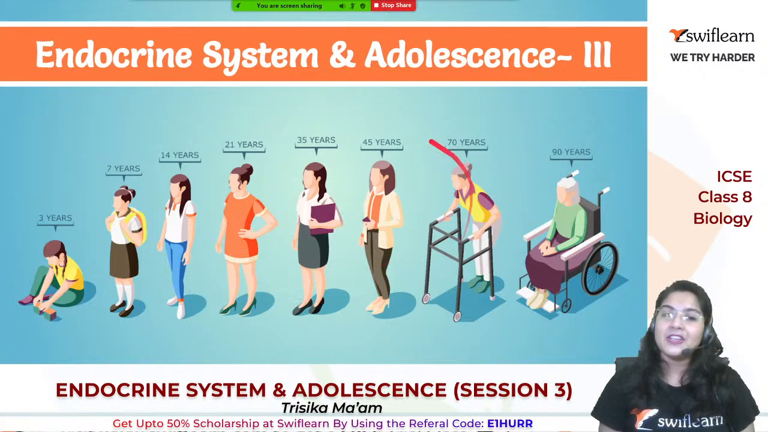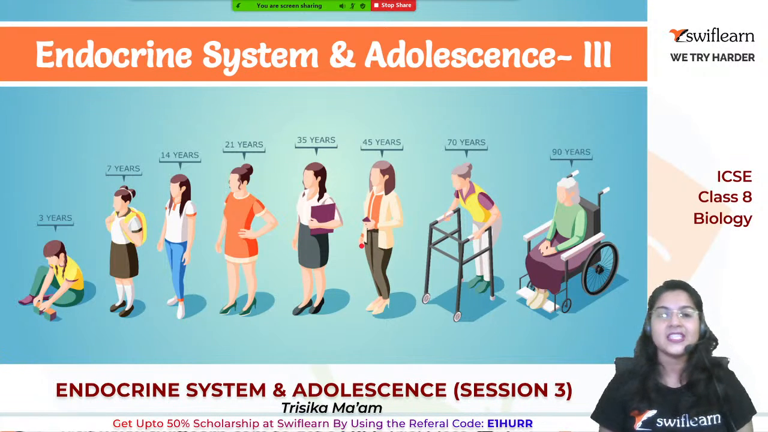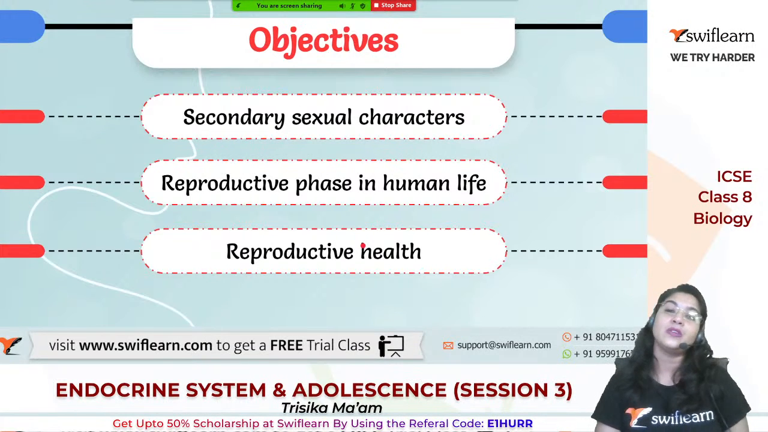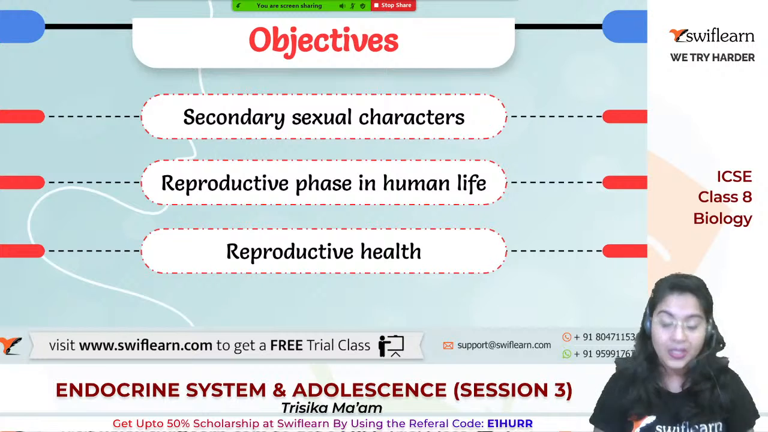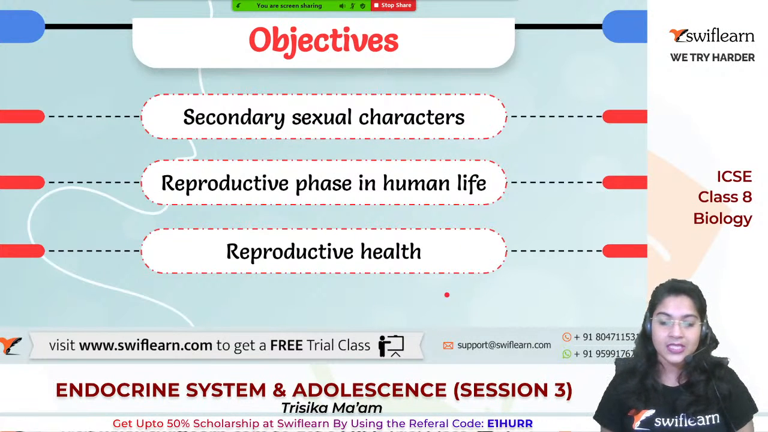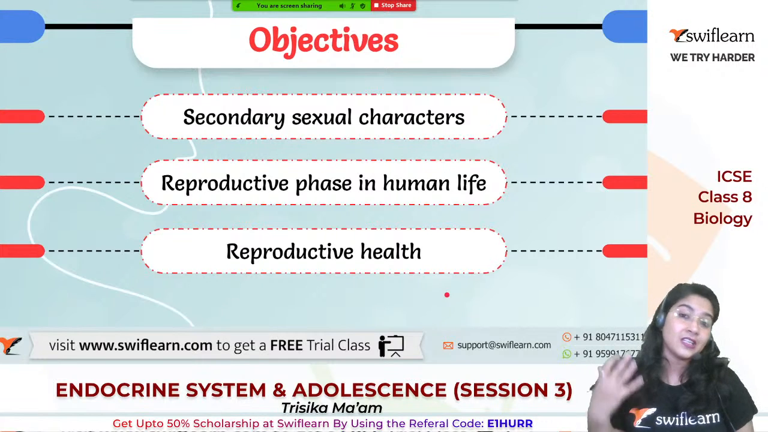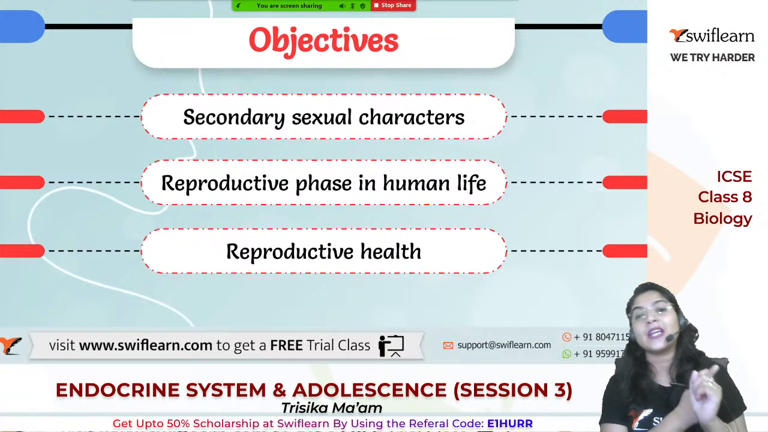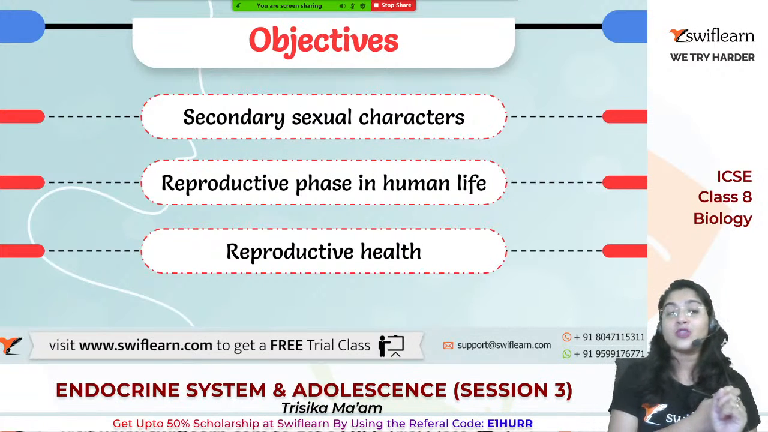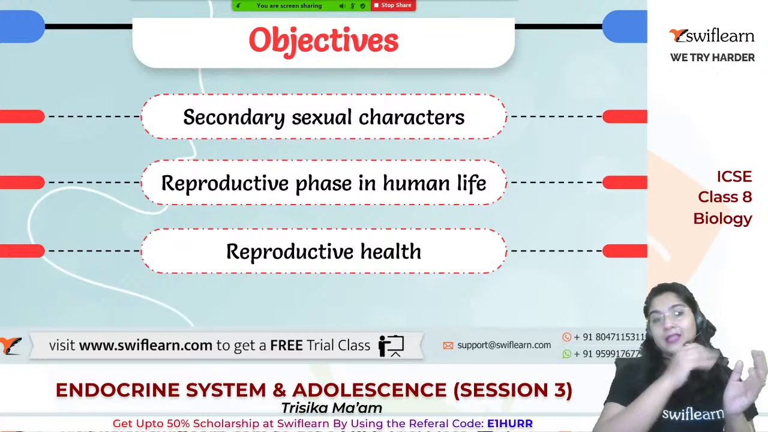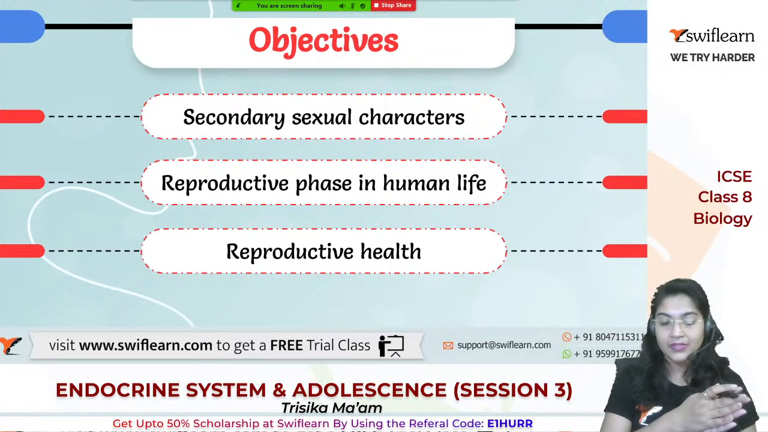So today mainly we will discuss adolescence, as we were discussing in the previous session also. What are the different changes which take place within the adolescence period? We will mainly focus on that. You can see over here, these are our objectives for today's session. Mainly we will discuss the different sexual characteristic features which become very prominent during puberty, and the secondary sexual characters. Definitely we will study this.